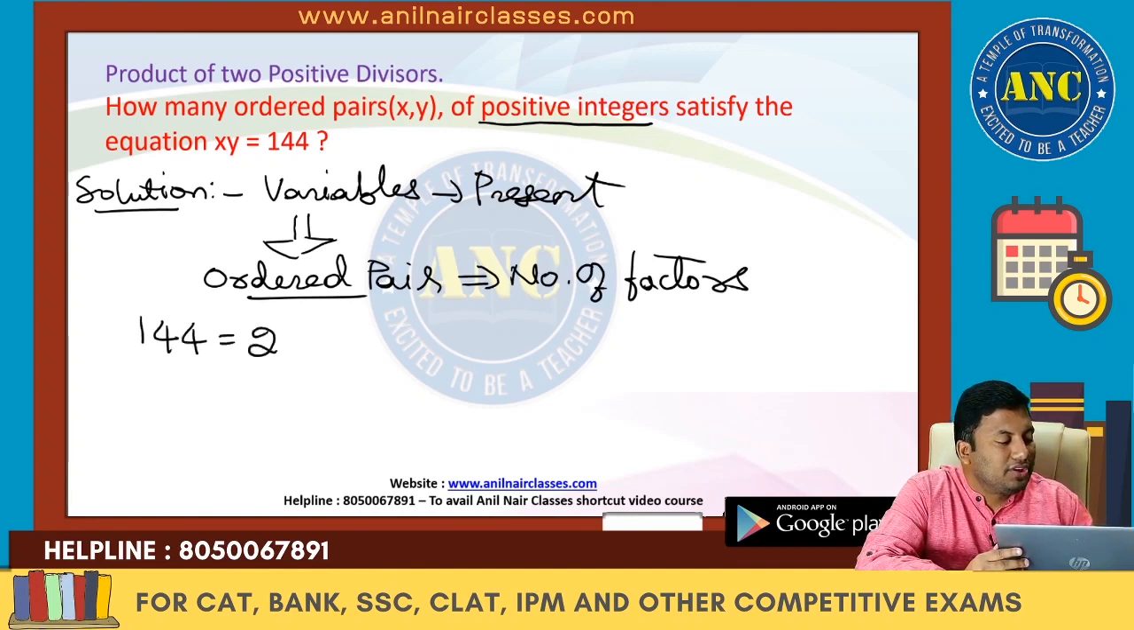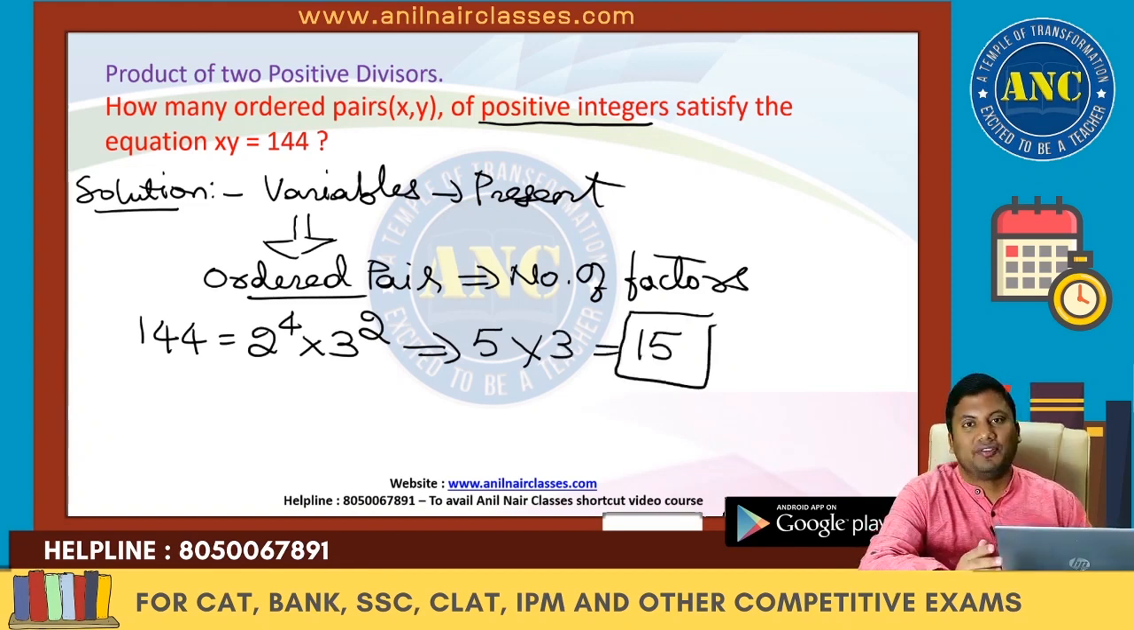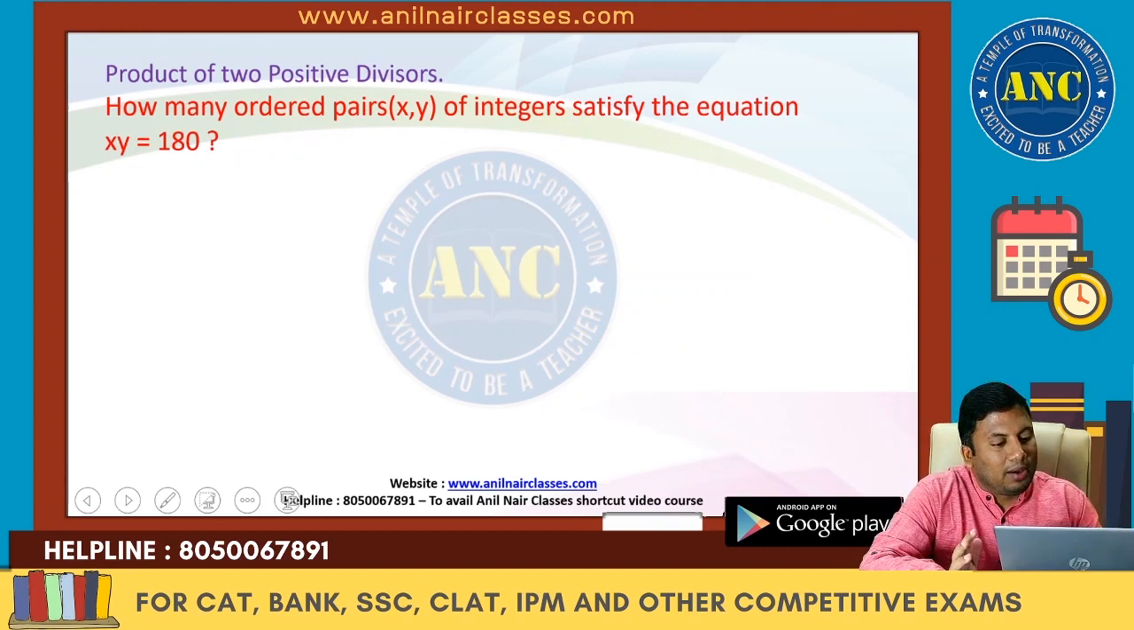144, which is 2 power 4 into 3 square. Number of factors: for 2 power 4, it is 0 to 4, that is 5; for 3 square, it is 0 to 2, that is 3. 5 3s are 15. I hope the idea is clear, right? It does not matter whether it is a perfect square or a non-perfect square.